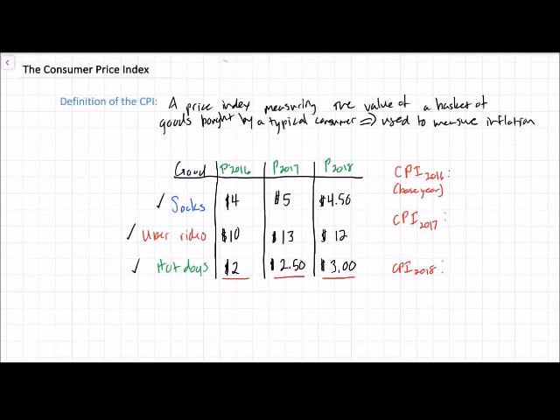What we have here are the prices of each of these goods over 3 years: 2016, 2017, and 2018. What we're going to do is add up the prices in each of these years to come up with our price for the basket of goods over 3 years, and then we're going to calculate the CPIs for each of the years using 2016 as our base year. First, let's add up the total values of the basket of goods consumed by the typical consumer in each of the 3 years.